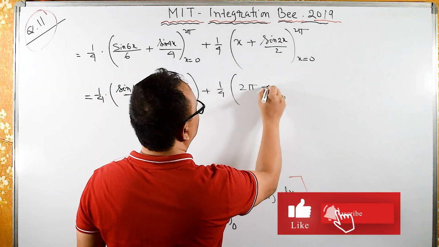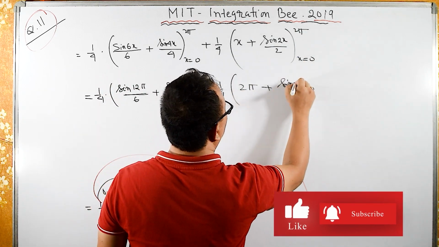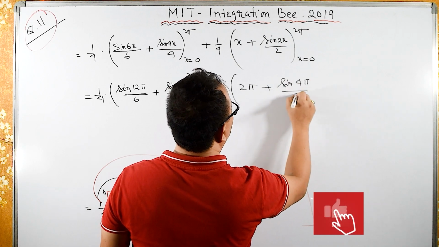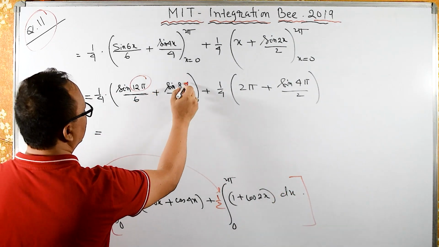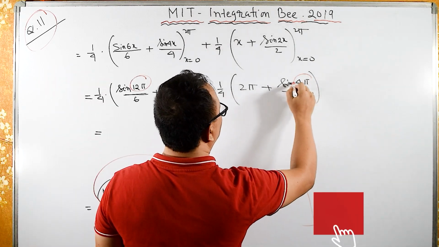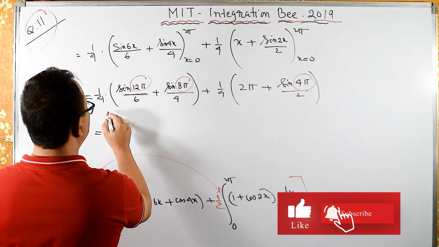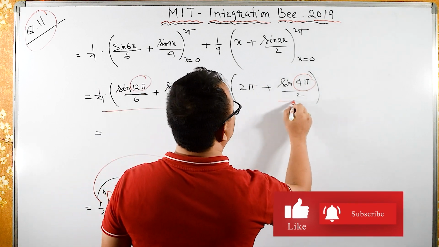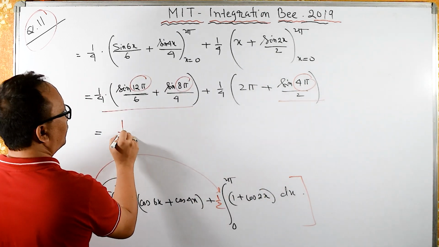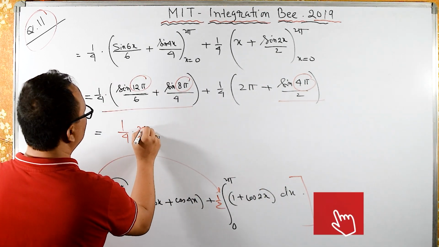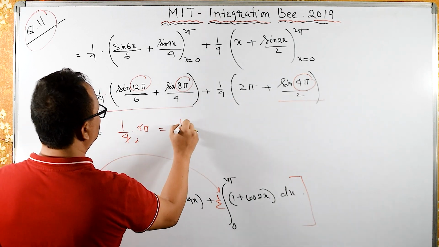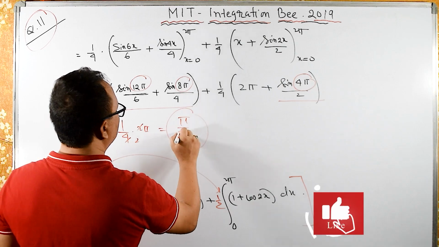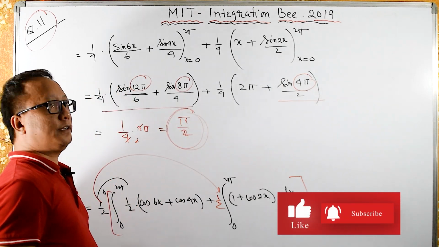here plus sine of 2 into 2 pi is 4 pi. Sine of 12 pi is 0, sine of 8 pi is also 0, sine of 4 pi is also 0. Okay, what we have is this becomes 0, this becomes 0. So we have 1 by 4 into 2 pi. If I cancel this, pi by 2. Okay, so pi by 2 is the required answer.